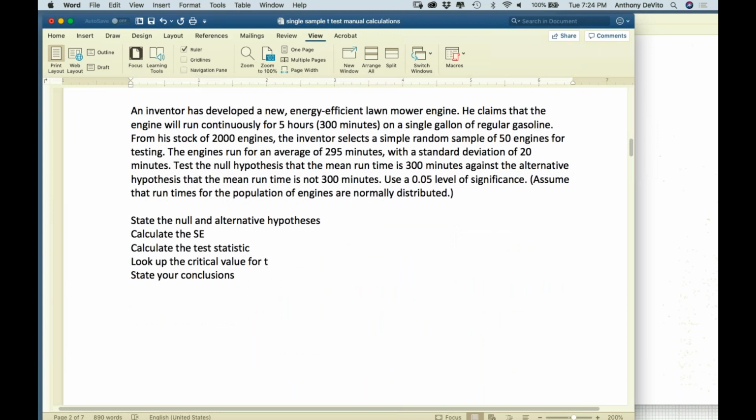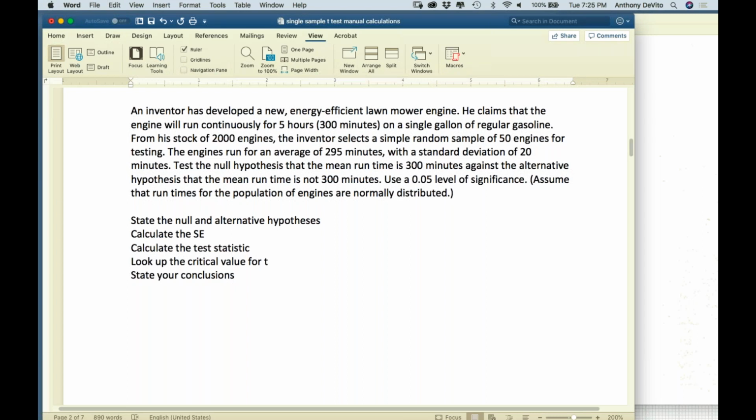An inventor has a new energy-efficient lawnmower engine. He claims that the engine will run continuously for 5 hours, 300 minutes, on a single gallon of regular gas from a stock of 2,000 engines. He doesn't want to test all the engines. From his stock of 2,000 engines, the inventor selects a random sample of 50 engines for testing.